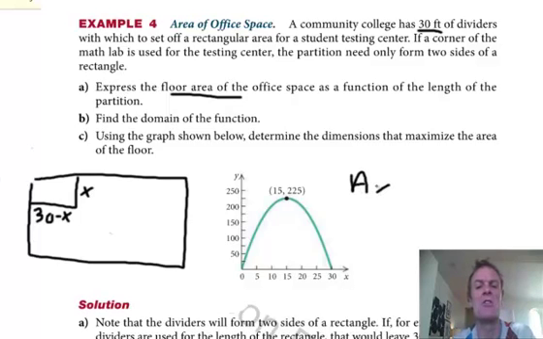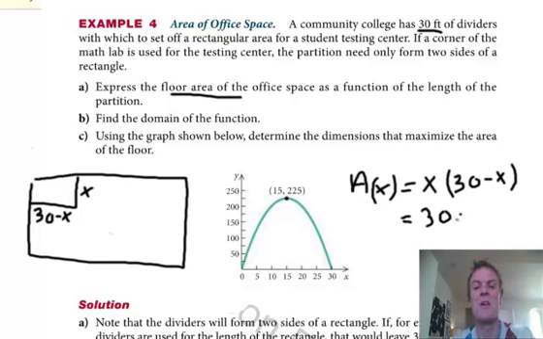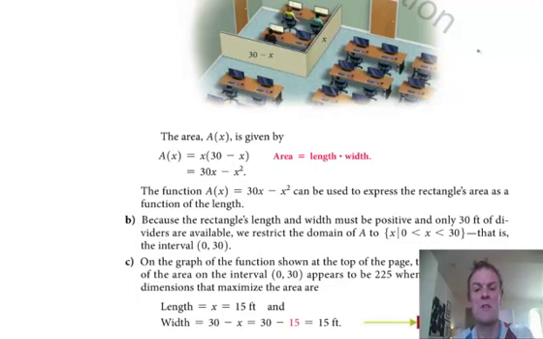So, can you see that if I write this as an area, in function notation, A of x. What's area? It's length times width. It doesn't matter how you write it. x times 30 minus x. We'll have the equation 30x minus x squared. And that's the answer. Let's have a look over here. There it is, right there.